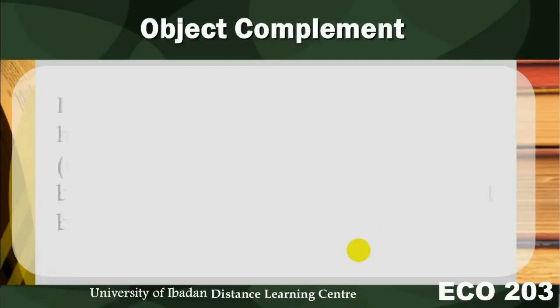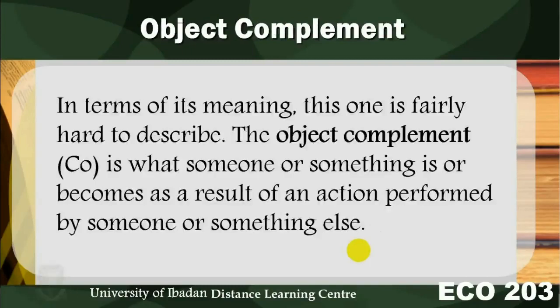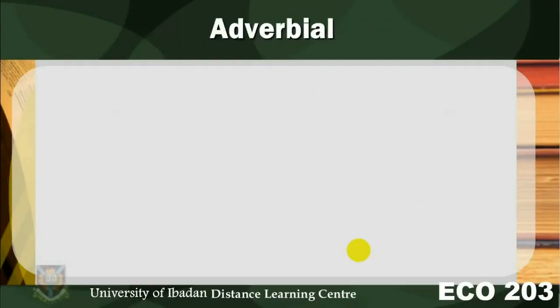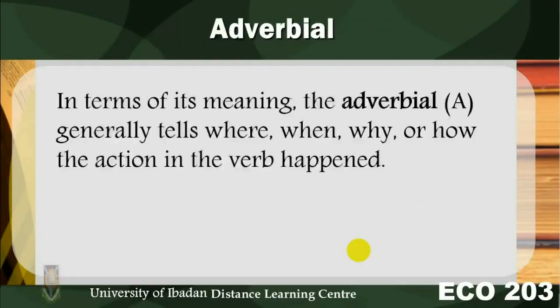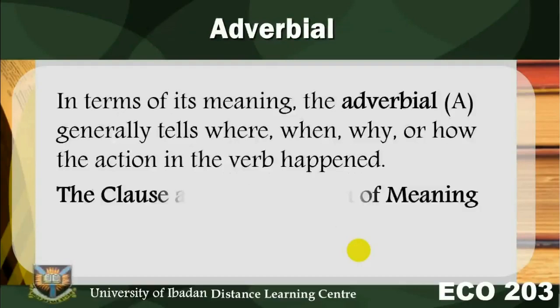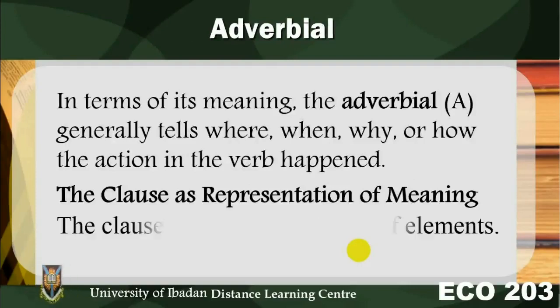The object complement, CO, is what someone or something is or becomes as a result of an action performed by someone or something else. Adverbial. In terms of its meaning, the adverbial A generally tells where, when, why, or how the action in the verb happened. The clause as representation of meaning.